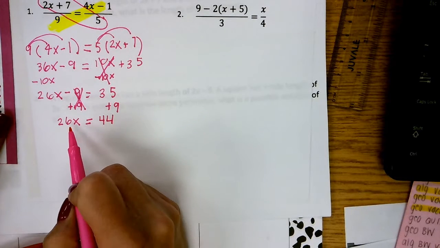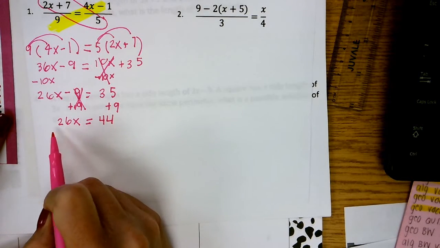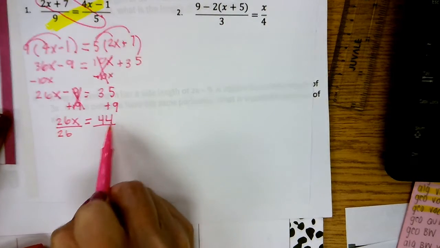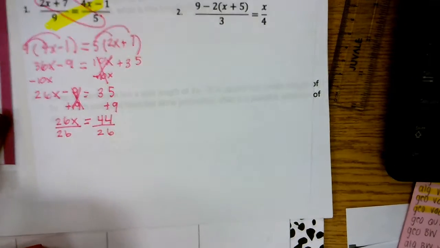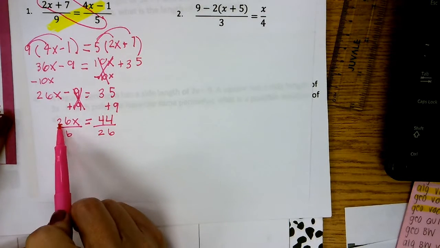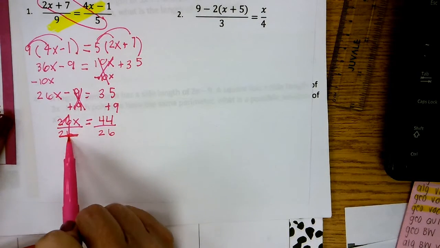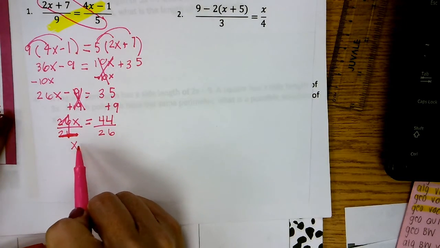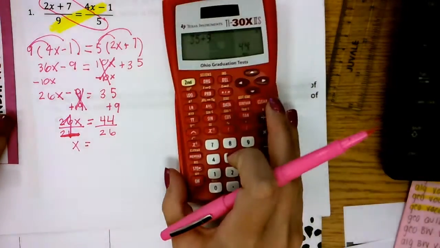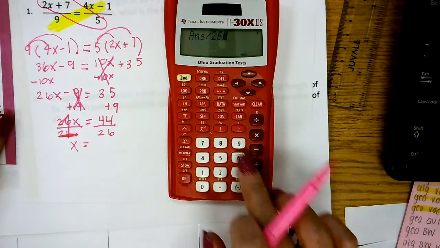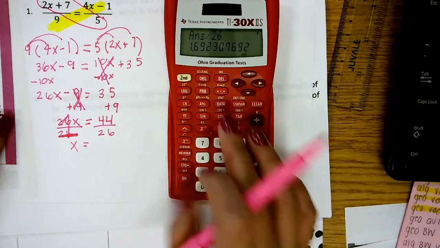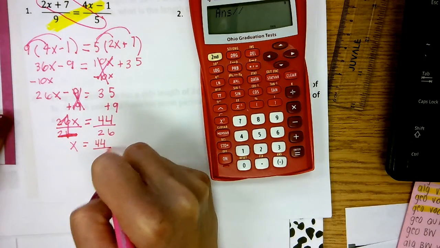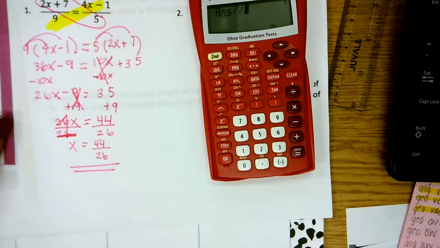Now remember, this is 26 times x. So the inverse of multiplying by 26 is dividing by 26. So we're going to divide by 26 on both sides. When we do that, on the left, these 26's make a giant 1. So we get 1x, which we can just write as x, is equal to 44 divided by 26. That does not divide nicely, so let's just leave it as a fraction, 44 over 26. Final answer.